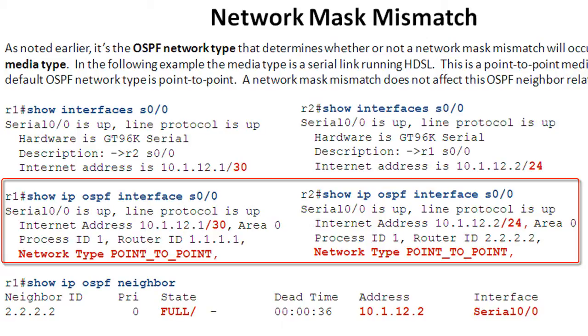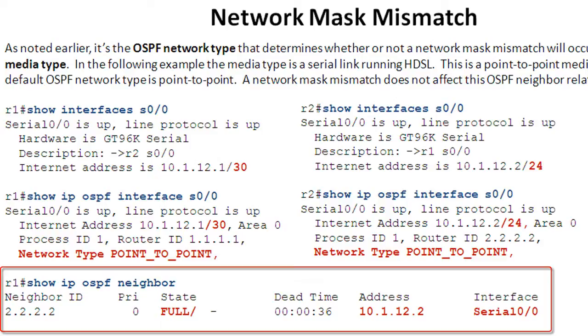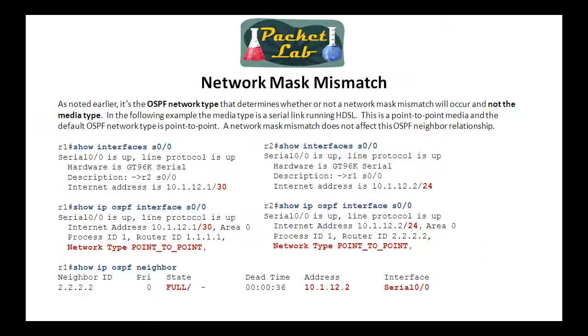Now when we do a show IP OSPF interface, we can see that both of these are network type point-to-point, which is the default for a serial link running HDLC. We can see that we have the /30 and the /24, same thing that we saw before. But now when we do a show IP OSPF neighbor, we see that it's full, that we do have a neighbor adjacency. Whereas when we were doing this on FastEthernet, we didn't get that. And the reason was, again, because of the network type. Anything that starts with point, whether it's point-to-point, point-to-multipoint, or point-to-multipoint non-broadcast, does not care about the network mask. You're golden. If you're running broadcast or non-broadcast, you're going to have to make those match.